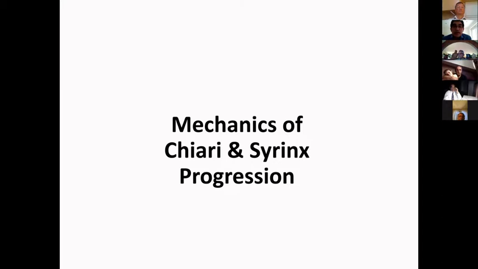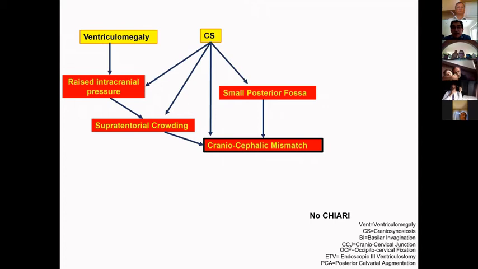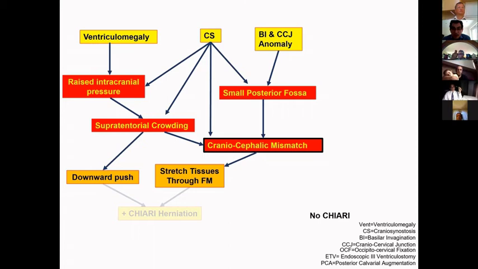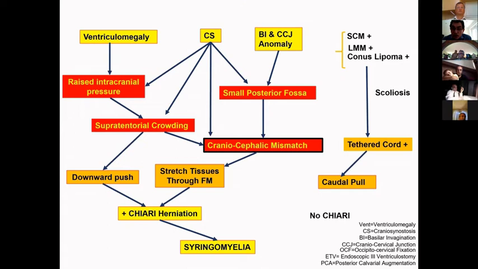And to me now, the mechanism in pediatrics for Chiari and syringomyelia is more obvious, and it includes, in the first instance, at the very top, ventriculomegaly causing raised intracranial pressure, supratentorial crowding, craniocephalic mismatch. Then if you look at craniosynostosis patients, they have a craniocephalic mismatch, and that would lead to formation of a hindbrain herniation. And finally, basilar invagination, craniocervical junction anomalies, small posterior fossa, craniocephalic mismatch. All of these will create a downward push, stretching, Chiari, and final pathway, syringomyelia. On the other side, if you have children who have tethered cord, that can cause a caudal pull without a Chiari and lead to syringomyelia.